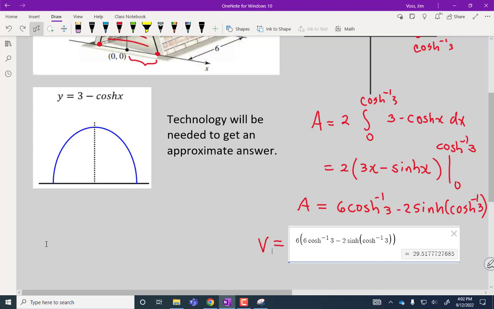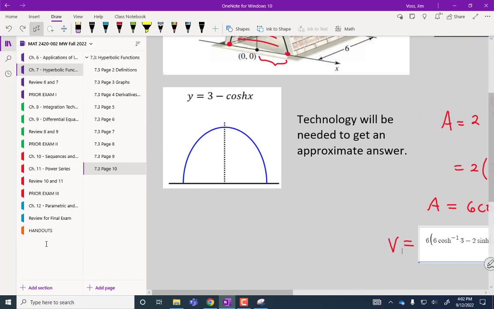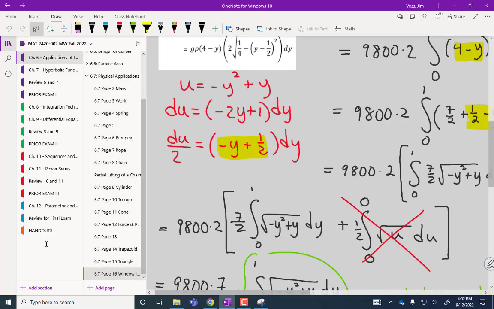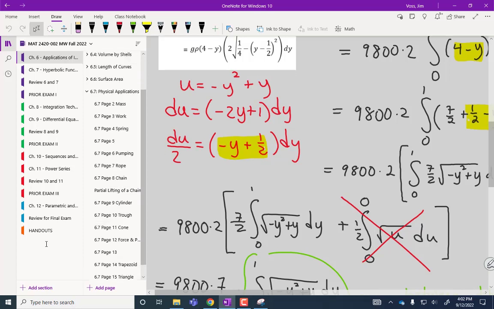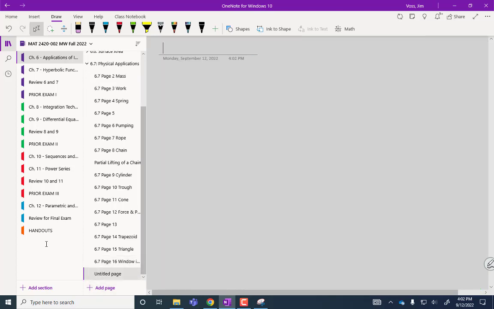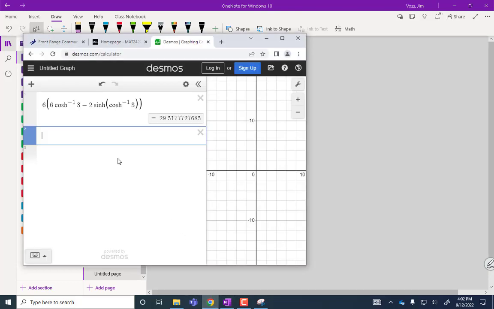So let's go over other questions that you have. So anything from chapter six, probably. Many of you don't have questions from chapter 7 yet. So what was that question? You said problem number one on quiz 6. That's right. That's what we discussed. Let's go take a look.